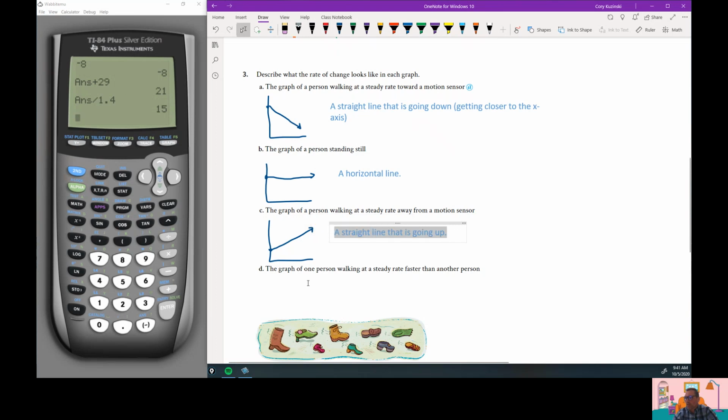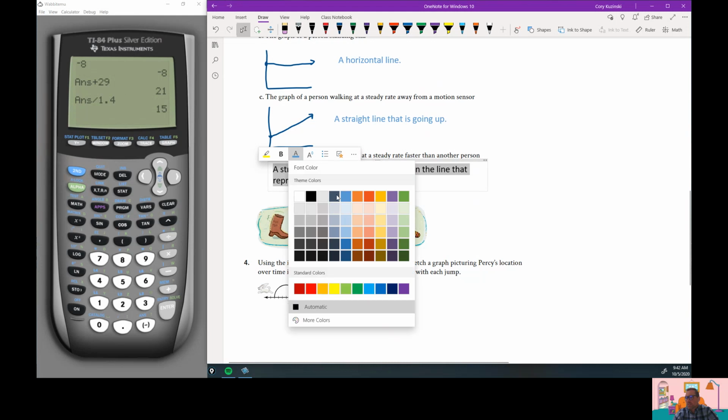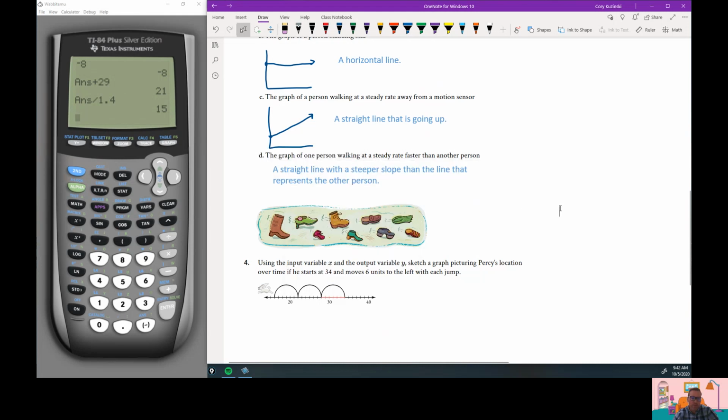And the graph of one person walking at a steady rate faster than another person. So I guess we're talking about a straight line with a steeper slope than the line that represents the other person. So it's going to be a steeper slope since they're walking faster. Since they don't tell us whether it's towards or away, it really doesn't matter. They're both going up. It's just going to be a steeper slope.